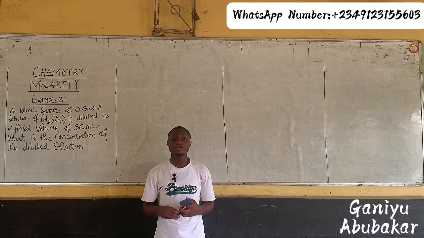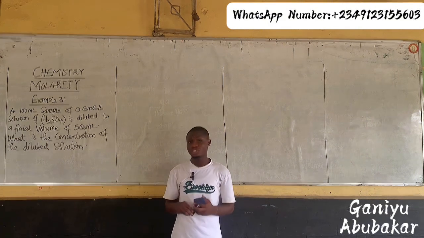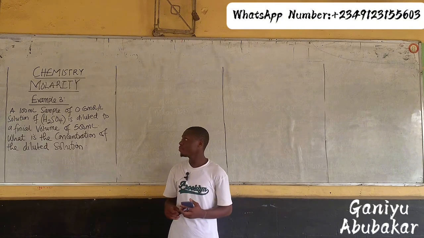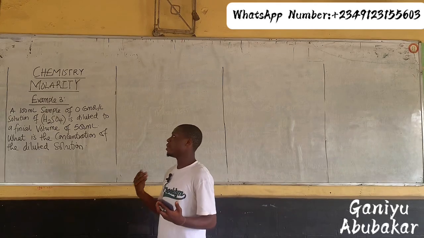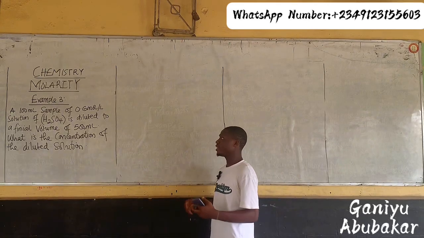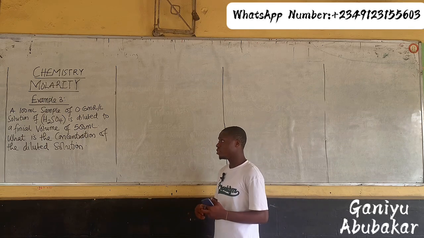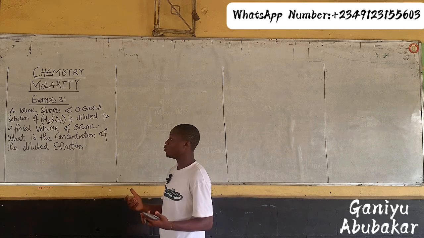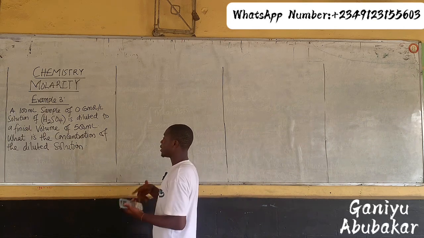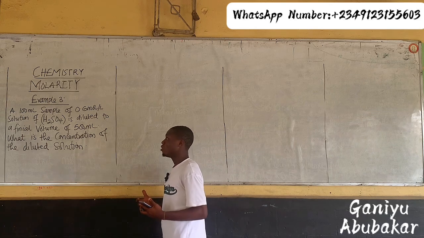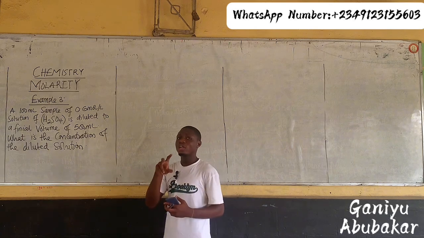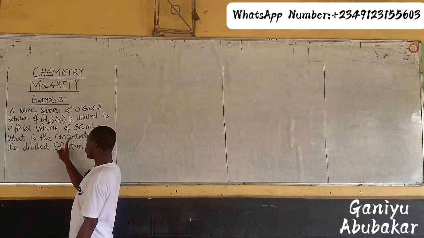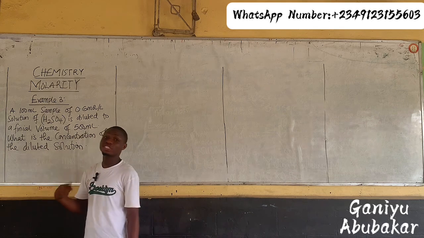Welcome back. Let's solve the last question in the study of molarity and see what we get. It says, a 100 ml sample of 0.6 mole per liter solution of H2SO4 is diluted to a final volume of 500 milliliter. What is the concentration of the diluted solution? Listen up, please. I said, what is the concentration? Here, we mean what is the molarity.